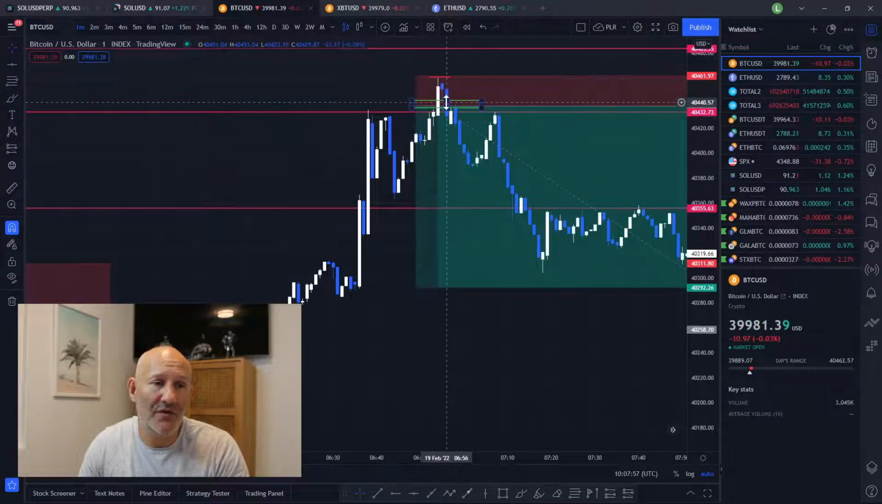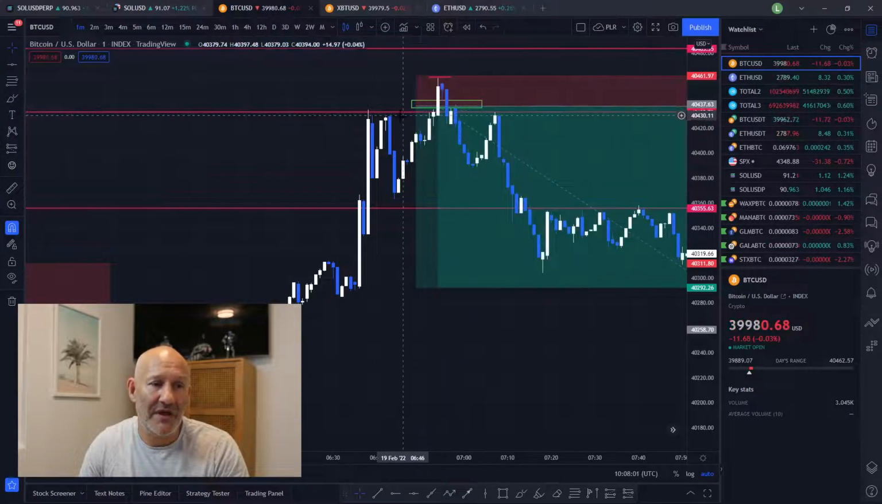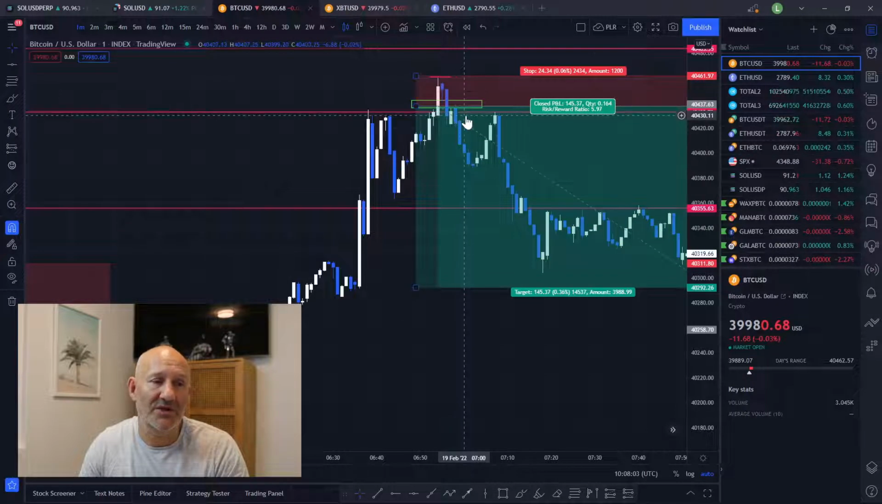Equally, if it's moved too quickly, it's gone into the fair value gap and dropped away a bit, there's nothing wrong with jumping on that trade. It just means that your risk reward isn't going to be as good because you're entering further from the target entry price, or below, in this example, below the target entry price.